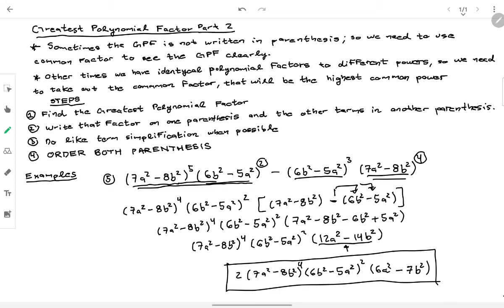Remember, if at the end we can take out something from a parenthesis, we will need to take it out as a monomial common factor to have the correct answer. So that will be it for today, and also it will be all for the topic of greatest polynomial factor. So now you can do greatest polynomial factor activity part 2.